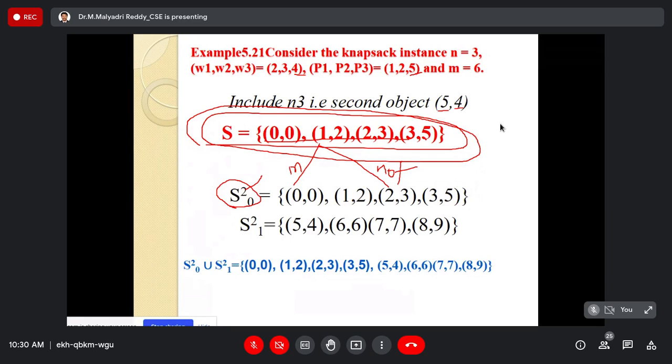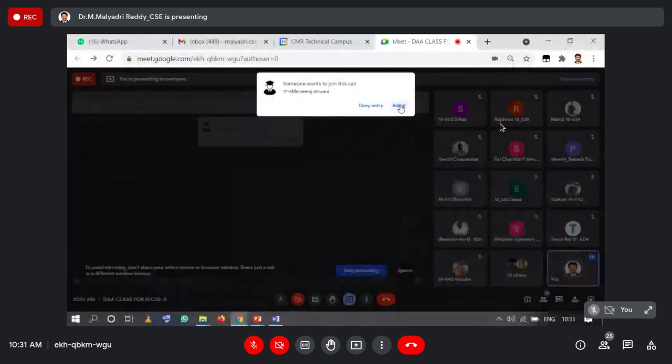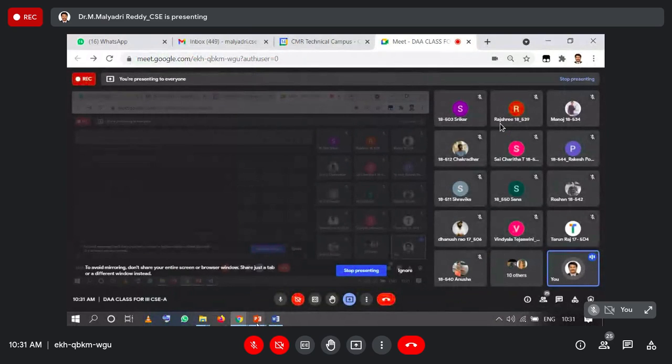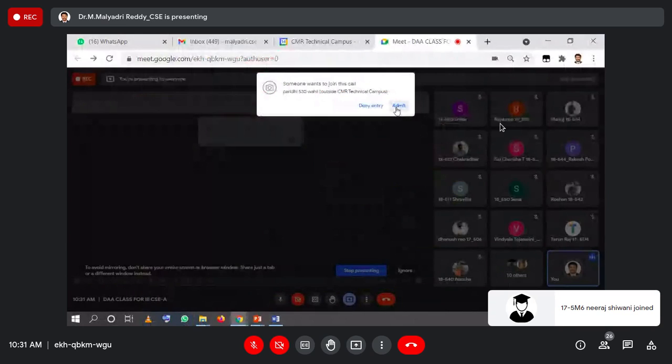If including the third object on (0,0), that is directly (5,4). On (1,2), that means (5,4) plus (1,2) gives (6,6). (2,3) plus (5,4) is (7,7). (3,5) plus (5,4) gives (8,9). So by combining these two sets of values, I will get a total of 8 feasible solutions.